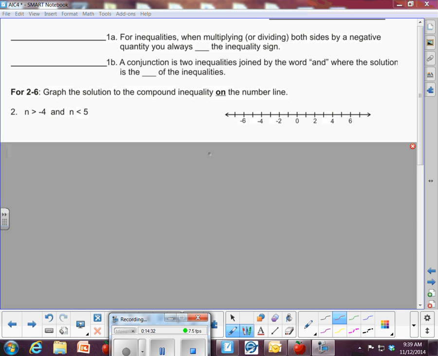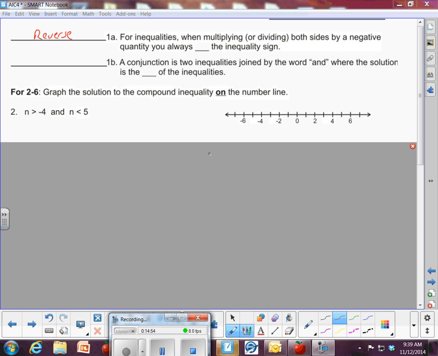Okay, so 1A, Jeffrey, what do you think? Switch, reverse, flip. Okay, this is really key, right? You guys can't forget that tomorrow. When multiplying or dividing by a negative quantity in an inequality, don't forget to flip or reverse that symbol. Really, really important. All right, 1B?